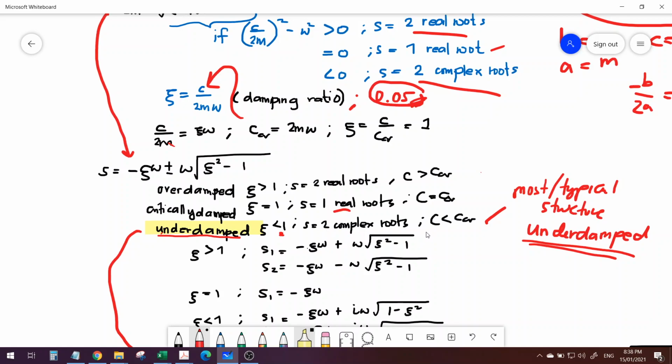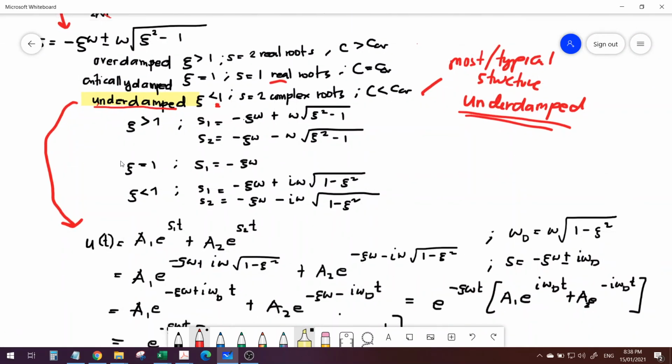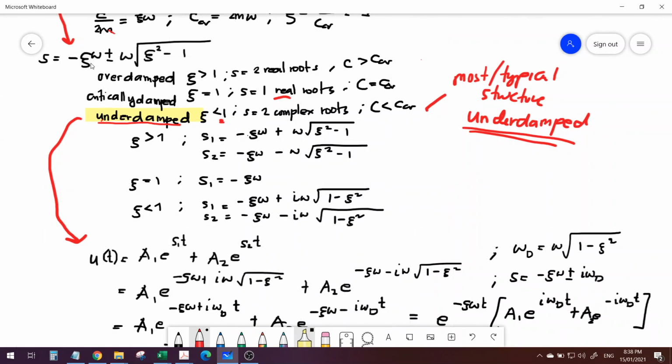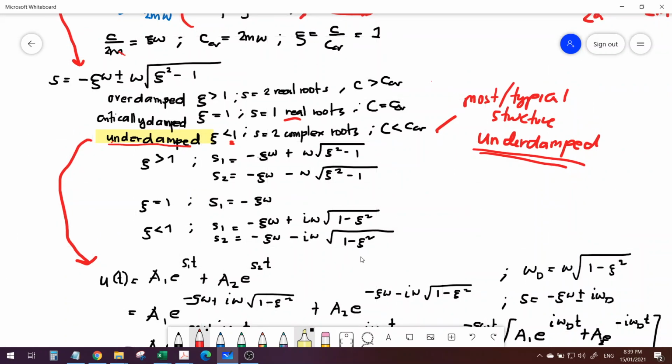So I will explore the underdamped situation. The underdamped situation, zeta is less than 1. You have two complex roots. If you solve this, alisin ko yung plus minus, i-specify ko explicitly, pakita ko: negative zeta omega plus i omega square root of 1 minus zeta squared. Because zeta is less than 1. So this is your equation now, your s1, s2. This is for a typical structure because our structure is typically underdamped.